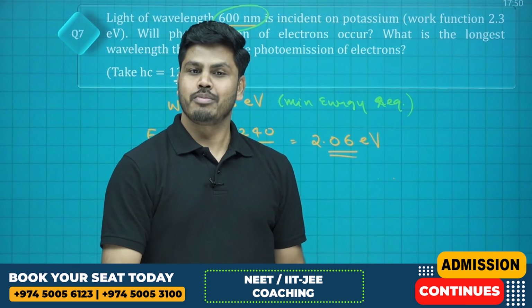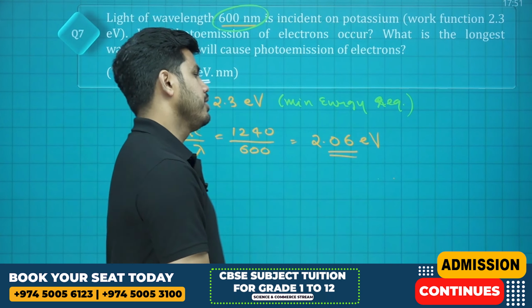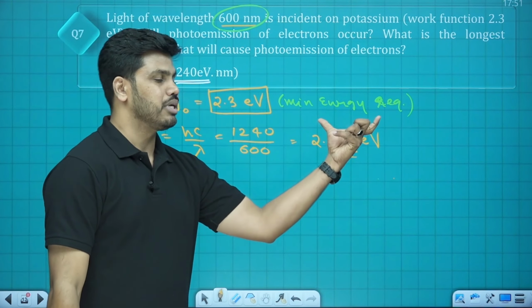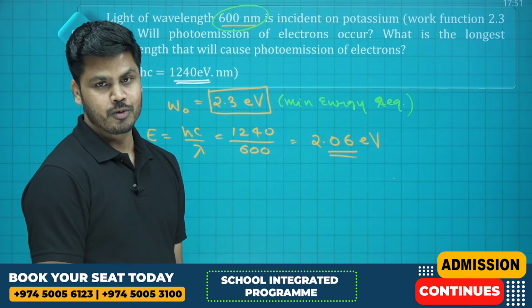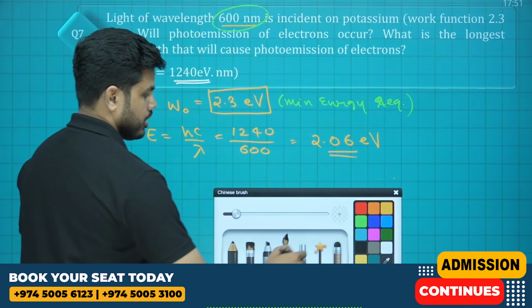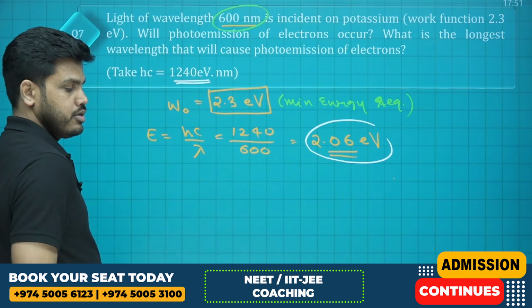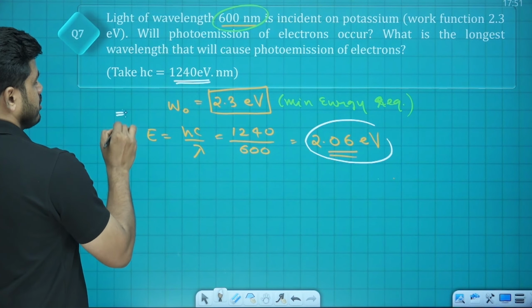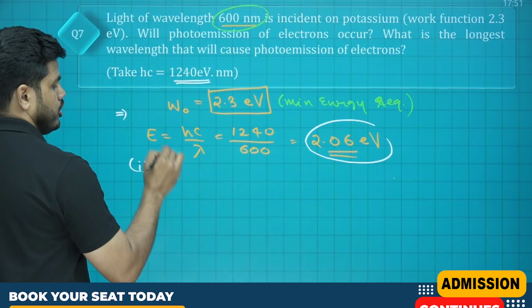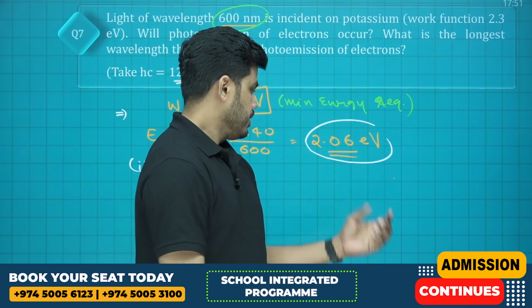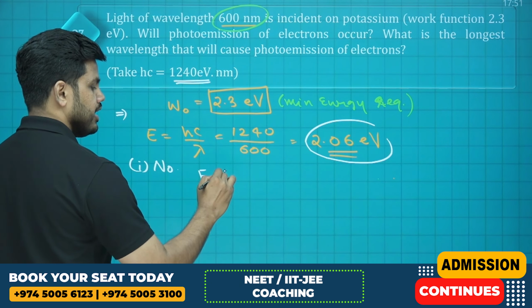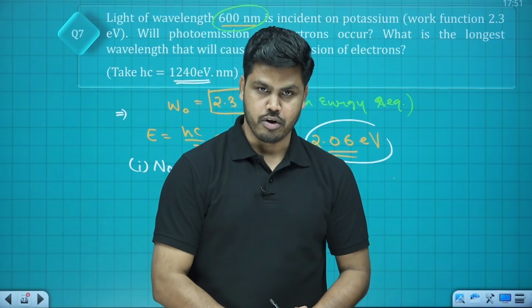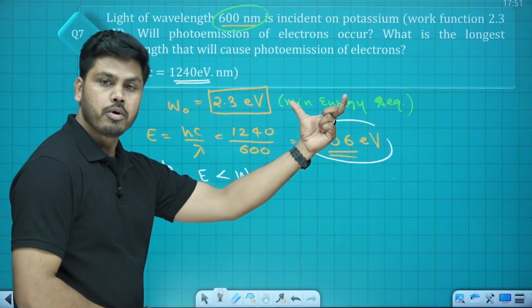2.06 electron volt is the energy of that particular incoming radiation. Can it emit electrons from the metal surface? No, because the minimum energy required to release an electron from the metal surface for that particular material is 2.3 electron volt. At least 2.3 is required. How much did we get? Only 2.06. So the answer for the first part of the question is no. No photoelectric emission is possible, because incident energy is less than the work function.